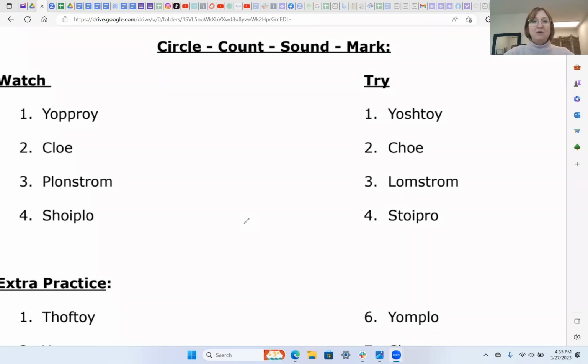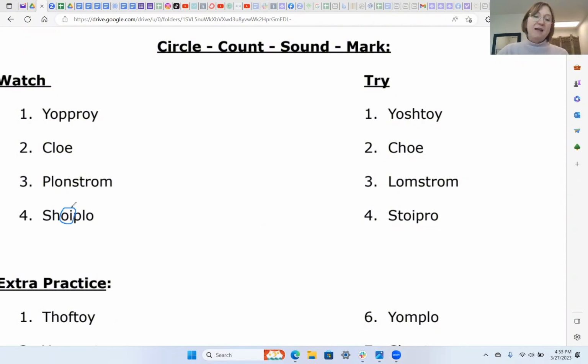Okay, can you try to repeat number 3? Number 3 was lomstrum. Don't worry about perfection. Practice makes progress, one of my students wisely told me one time.